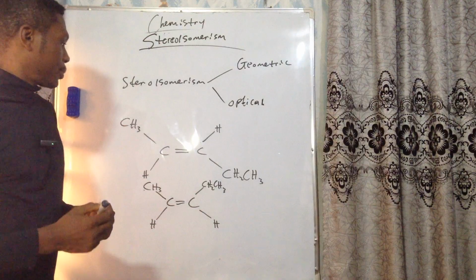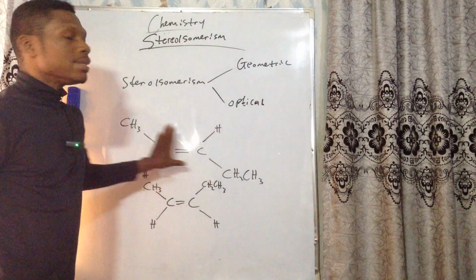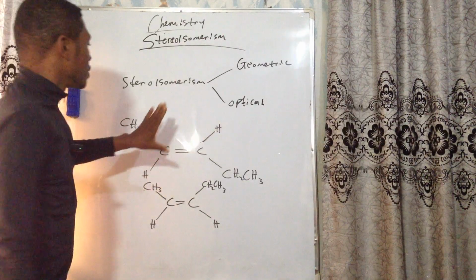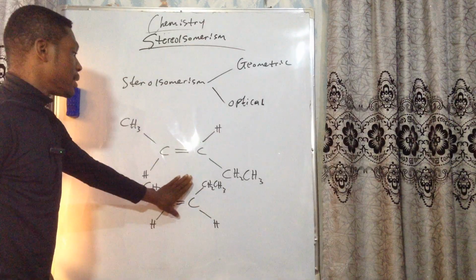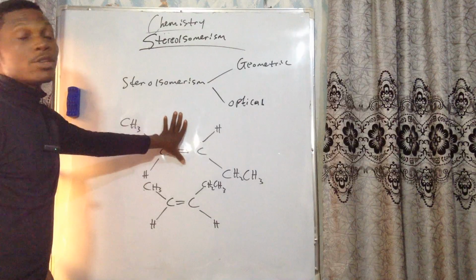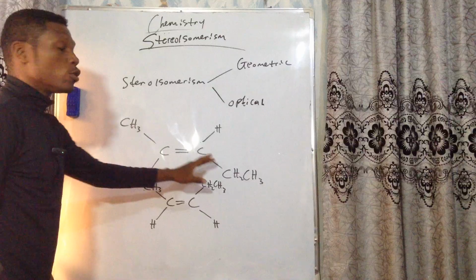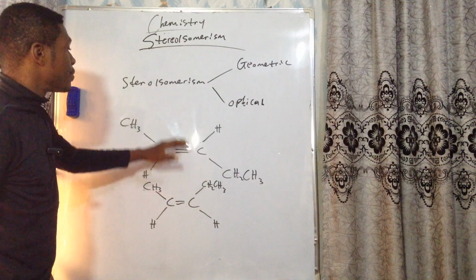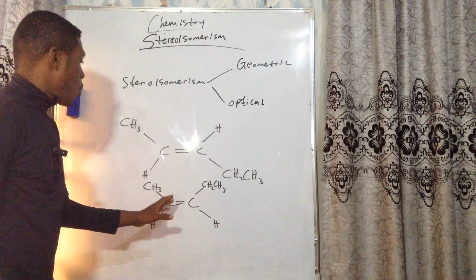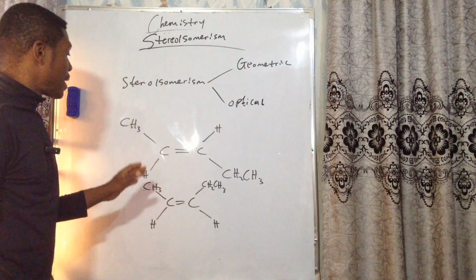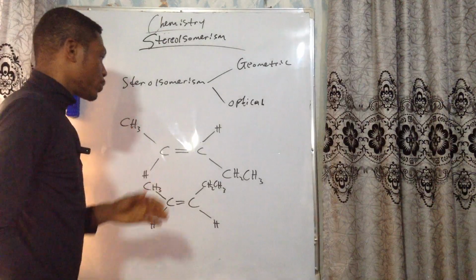Look at it here. This is a trans isomer. This one is what? A cis isomer. In the trans isomer, the attached groups are on different sides of the C to C bond, while in the cis isomer, the attached groups are on the same side of the bond.